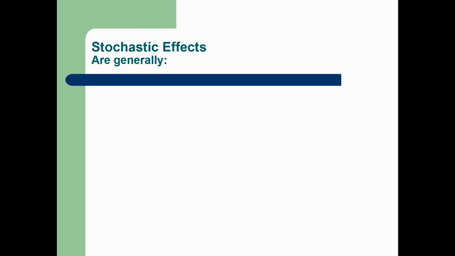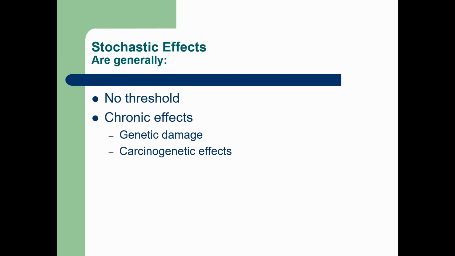Now a summary of stochastic effects. The most obvious characteristic of stochastic effects is the fact that they have no threshold of exposure. All exposures carry some level of risk. Stochastic effects tend to be chronic conditions. They manifest themselves over long periods of time.